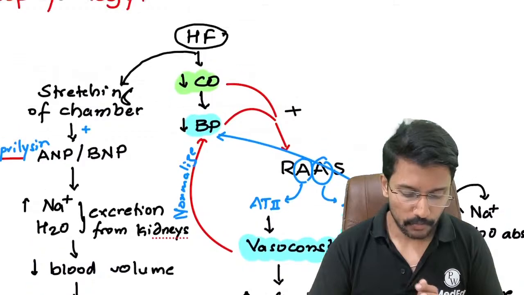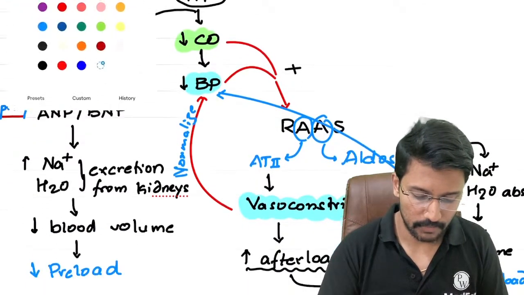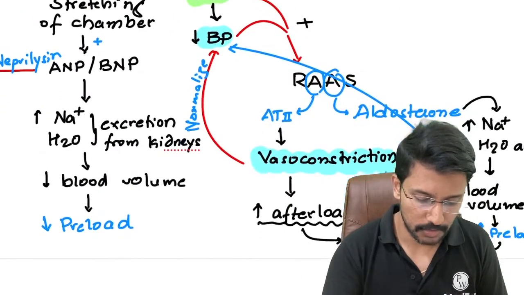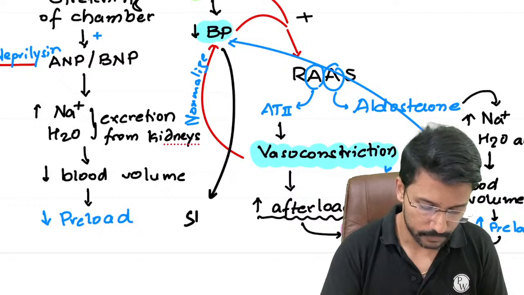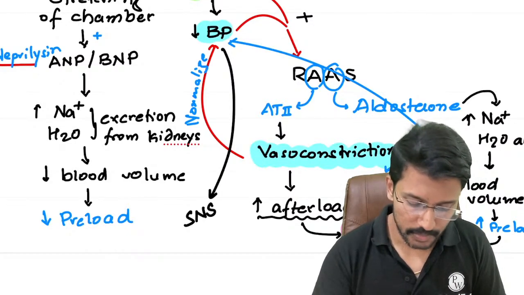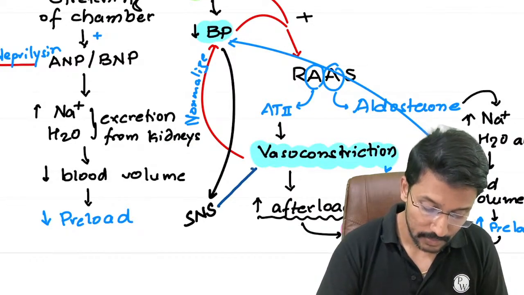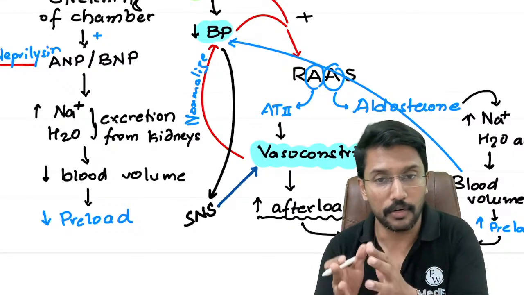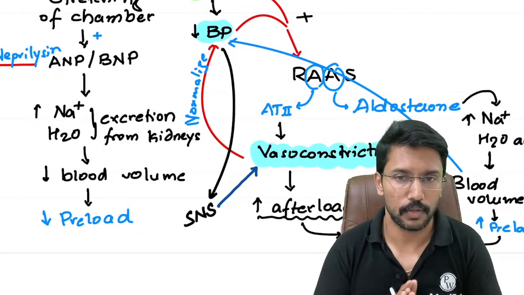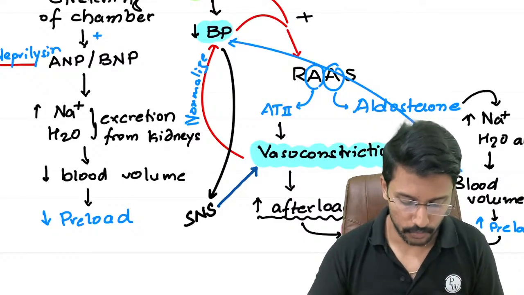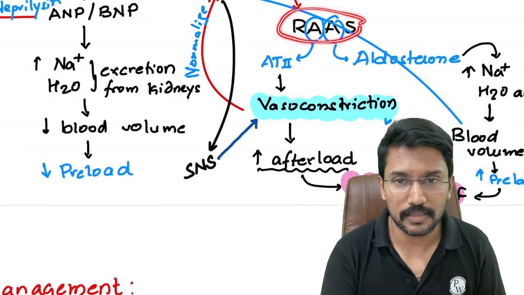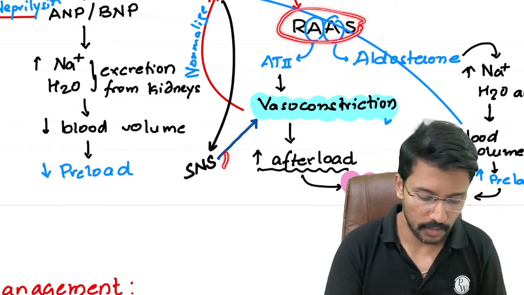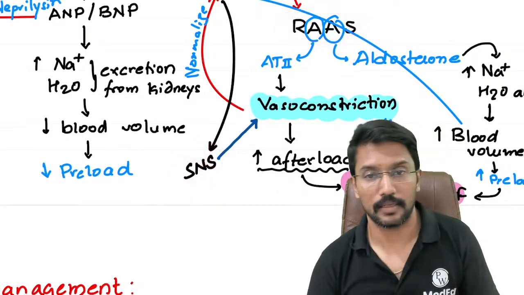Apart from that, there is one more system which is activated because of the decreased blood pressure, and that is the sympathetic nervous system. What will the sympathetic nervous system do? This will also cause vasoconstriction. So indirectly, the sympathetic nervous system is also contributing to worsening of the heart failure. So when it comes to treatment of heart failure, we need to block this RAS because this is worsening the heart failure. Similarly, we need to block the sympathetic nervous system.